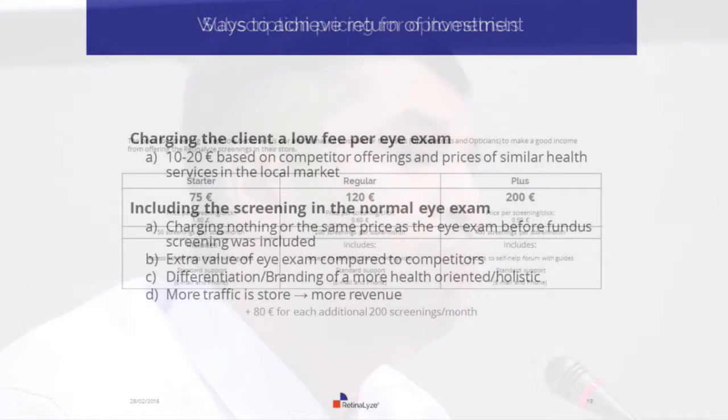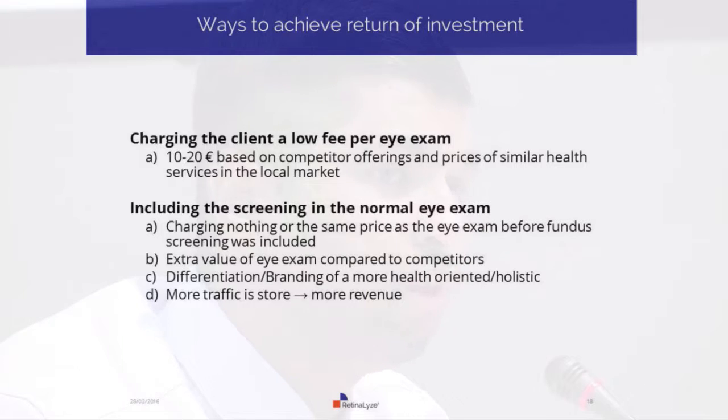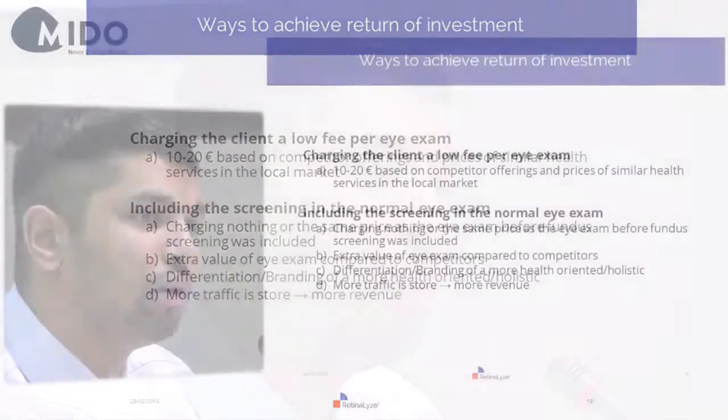There are generally 2 ways to earn money in your stores with this system. One is charging the client a low fee per eye exam. So for instance, if you provide an eye exam today where you do a refraction and so on, you can also include this in the eye exam and add an extra fee for it, for instance 10 to 20 euros, and you'll earn that margin each time you do an eye exam.